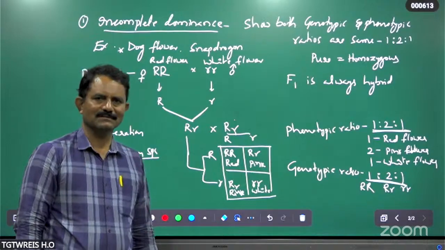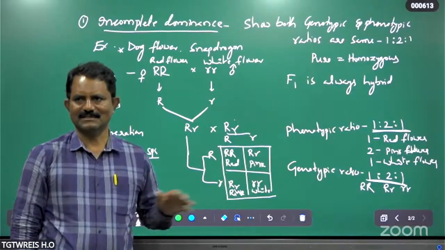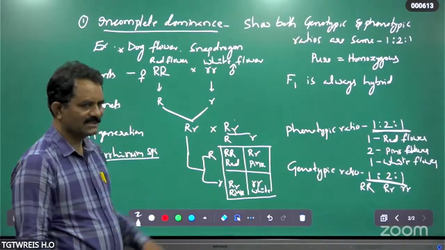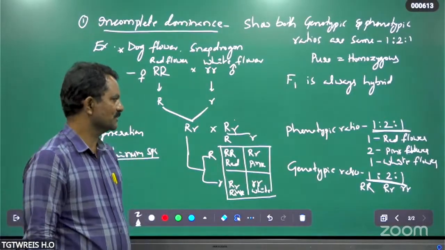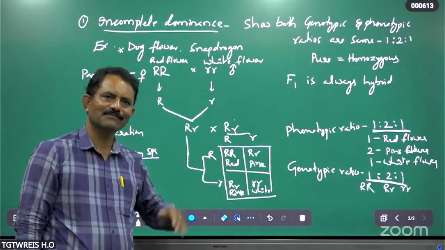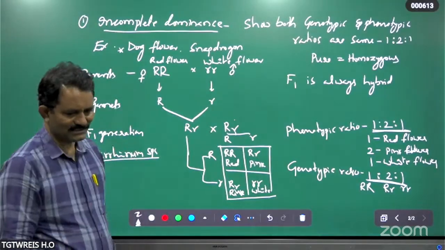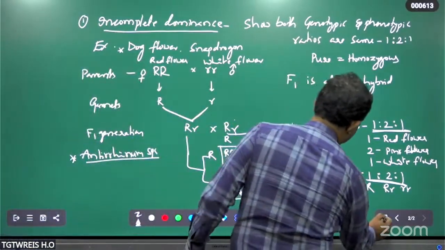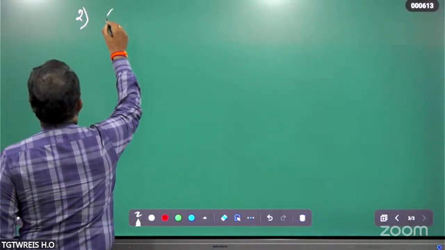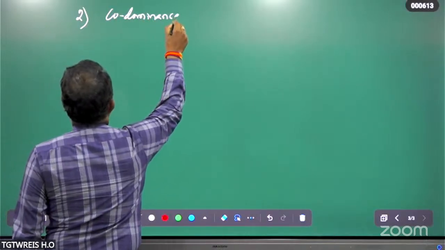It is also a deviation. According to law of dominance in monohybrid cross, the phenotypic ratio is 3:1. The genotypic ratio is 1:2:1. Already we know. The phenotypic ratio is deviated from 3:1 to 1:2:1. So it is one of the deviations. The second deviation is codominance.